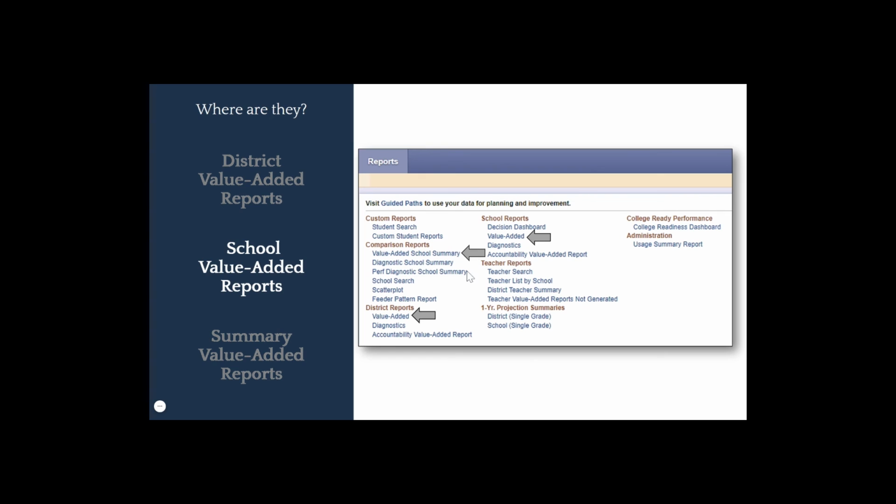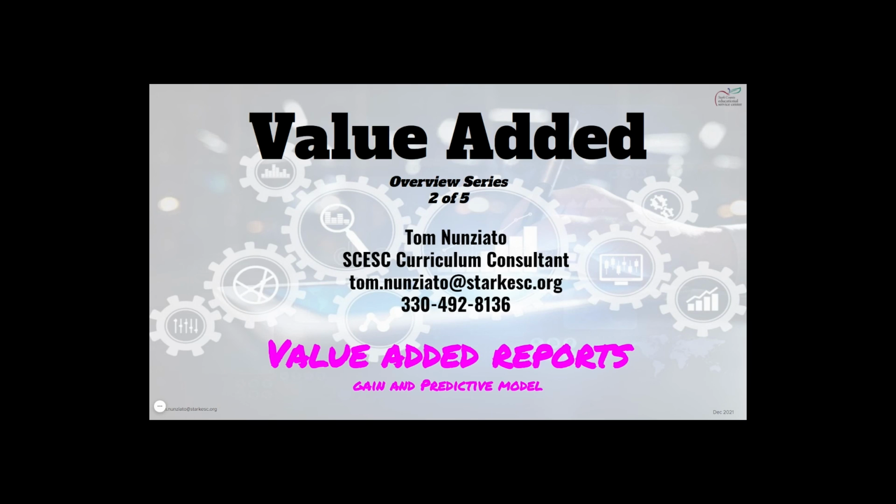You can find this information in a variety of places under the Reports tab on the dashboard. Hopefully, that brief overview of the gain and predictive model gives you a better understanding of the different value-added reports.